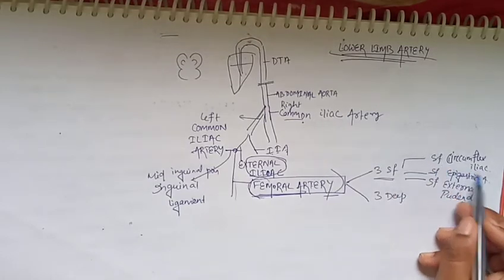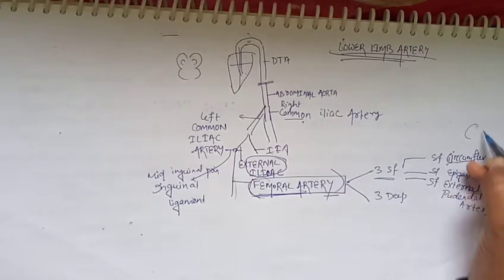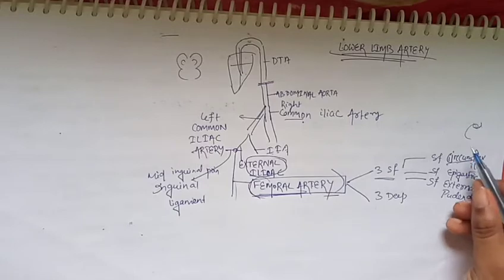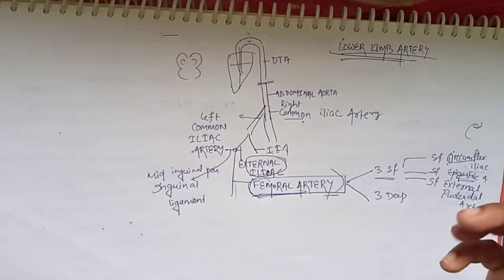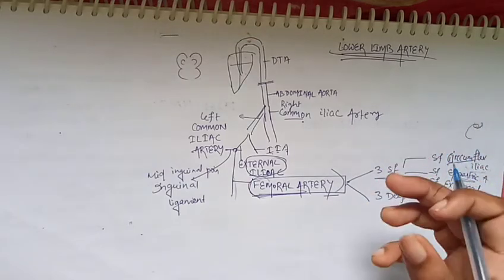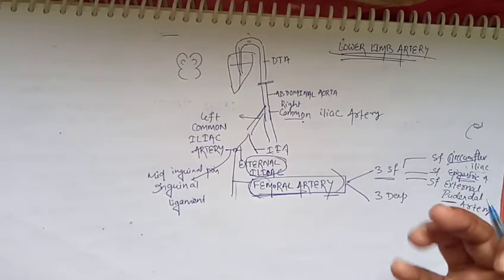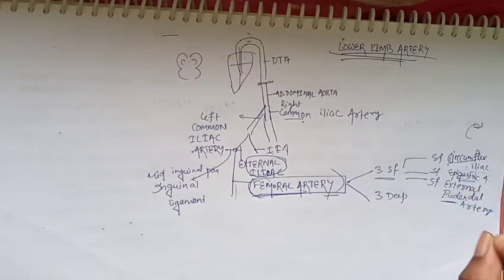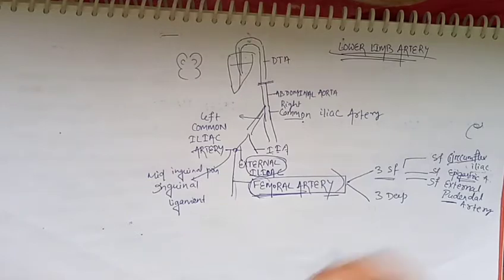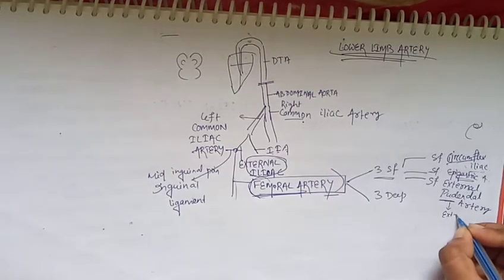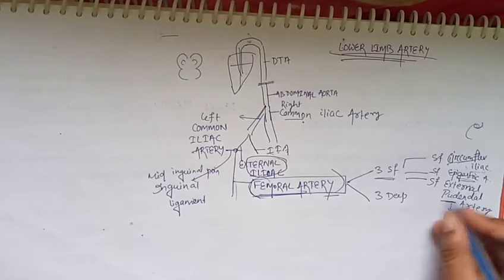As the name suggests, the circumflex iliac artery circles around the iliac bone, and its main function is the anastomosis around the iliac bone. The superficial epigastric gives branches towards the epigastric region, whereas the superficial external pudendal goes towards the external genitalia, the external genital organs, and supplies that area.